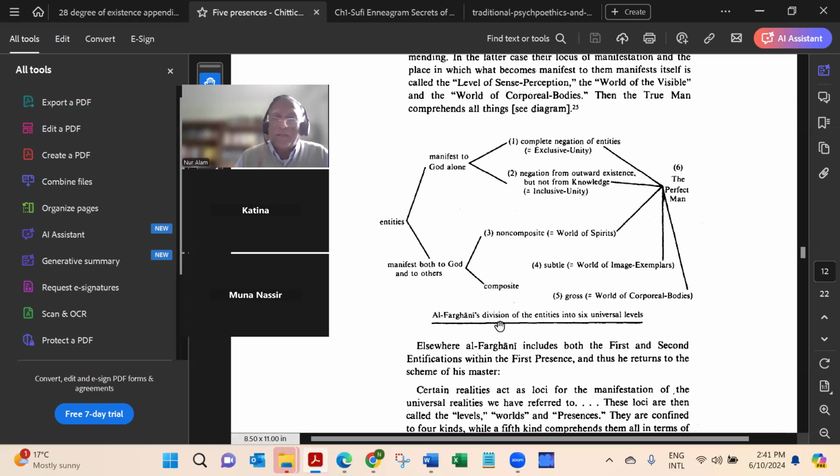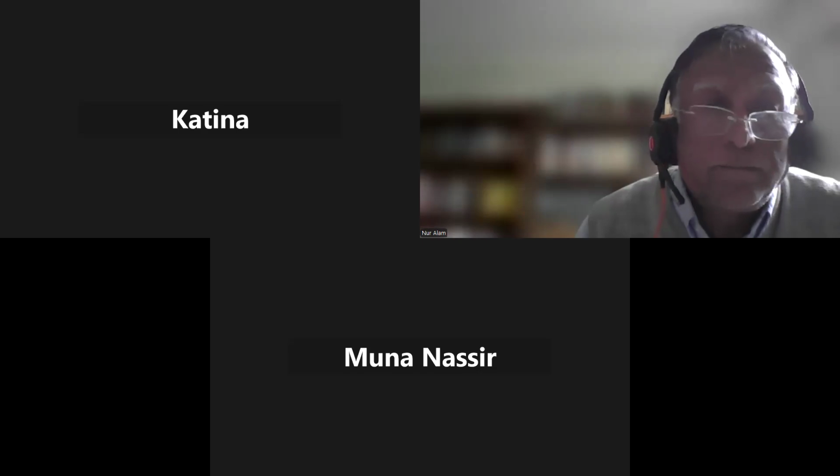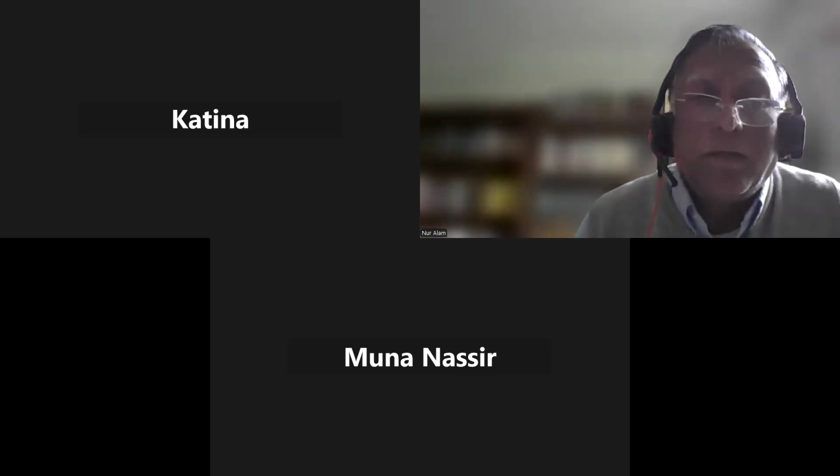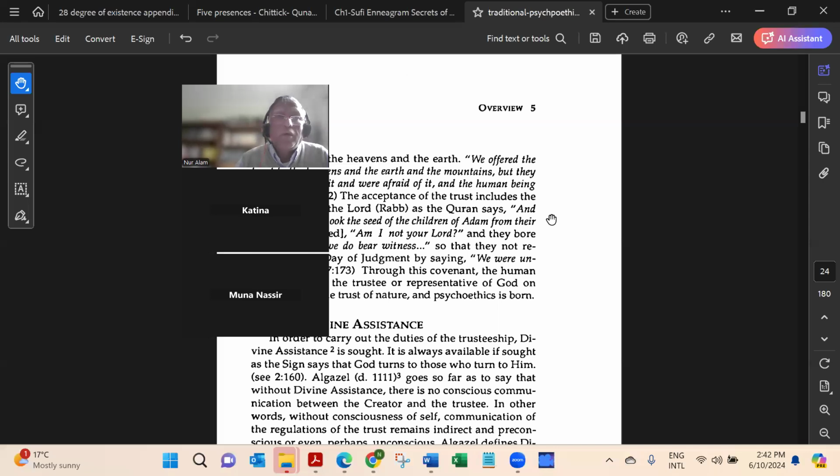So this model is written by Al-Farghani. He is one of the followers of Ibn Arabi, who actually drew this diagram. But there are many other diagrams which we can introduce later. But at this stage, I just wanted to refer to this before we go back to our reading. So I'll come back to our reading. So we'll go back to it.